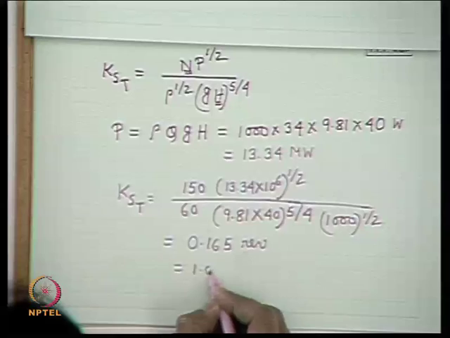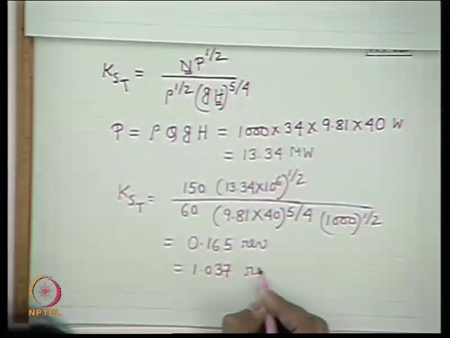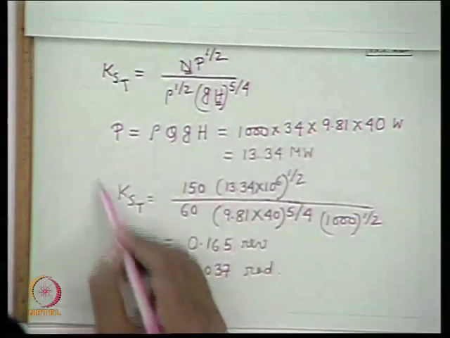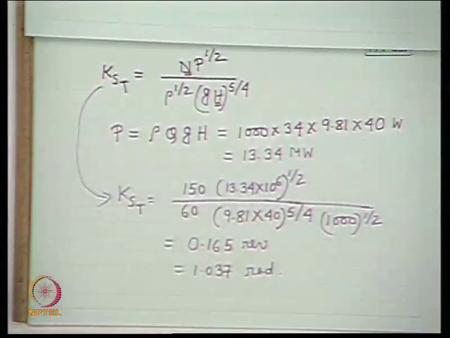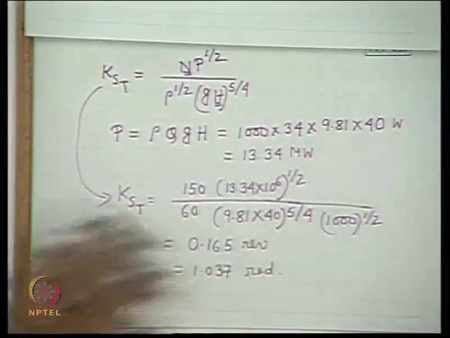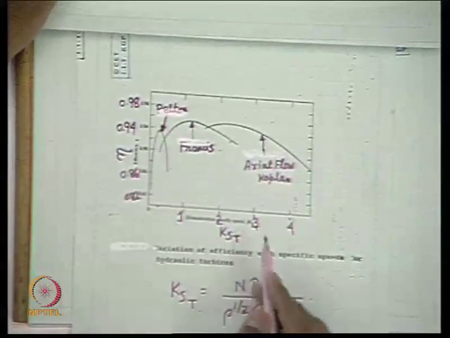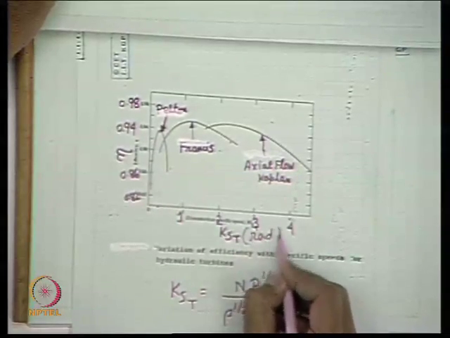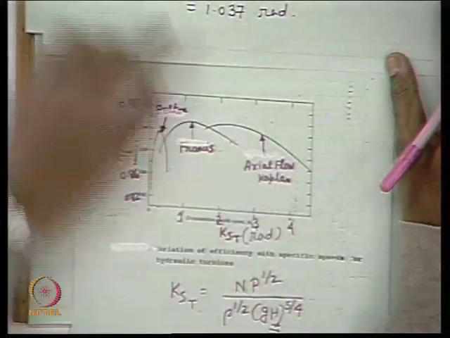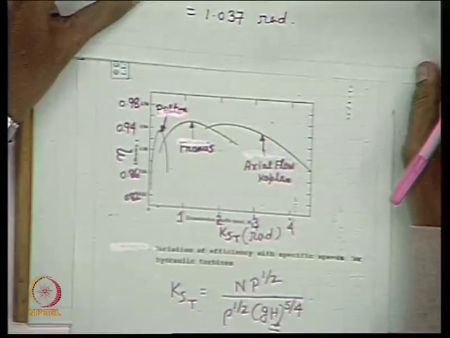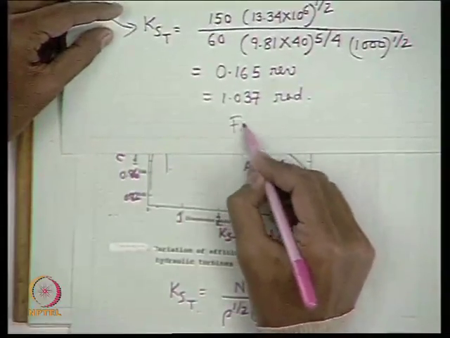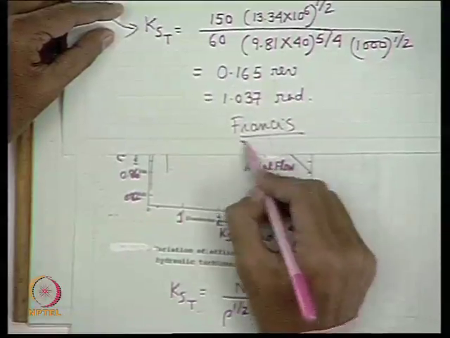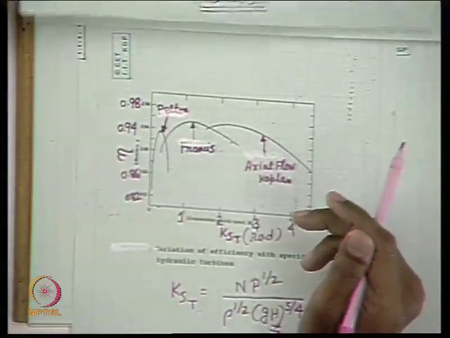It is very simple, school level, just a straightforward application. That means you find out the K_S with the values, and then you see from our earlier figure: 1.037 radian, K_S is given in terms of radian. So if we have this chart in our hand, which one will we select? We will select Francis, very good. So the answer is the Francis turbine. For this operation, we will choose a Francis turbine because it runs at the higher efficiency.